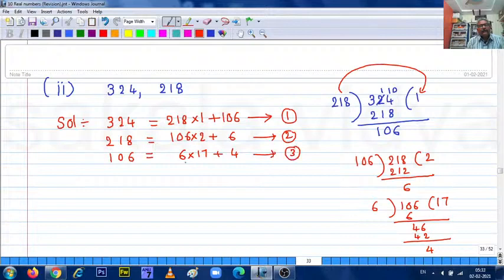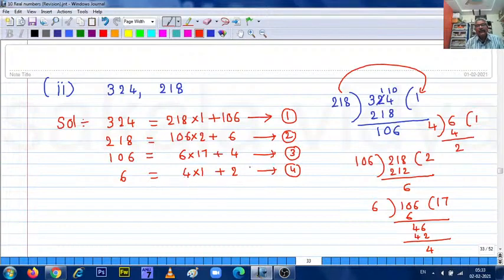Again on 6 and 4 you need to apply. 6 divided by 4. 4 1 ja 4. So 2. You will be getting 2. So that means 6 can be written as 4 into 1 plus 2. Say this is equation 4. Again you need to apply on 4 and 2.